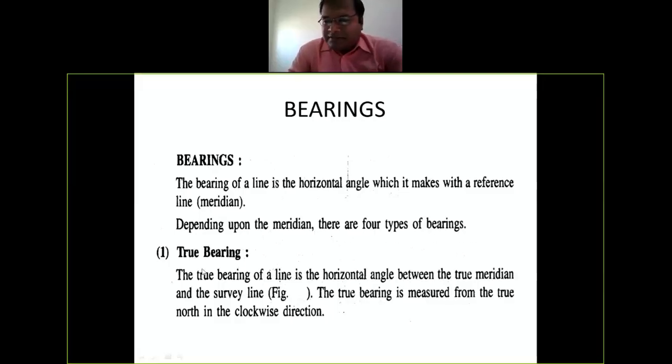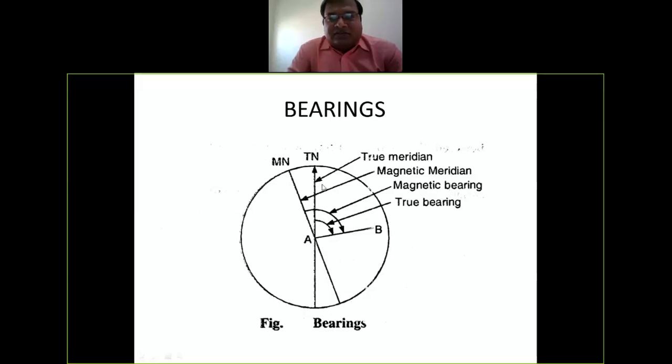First one is true bearing. What is true bearing? The true bearing of a line is the horizontal angle between the true meridian and the survey line. Okay, true bearing is measured from the true north in the clockwise direction. You can see the figure. Okay, so this is our figure. You can see this is our true north, that is our meridian here. And you can see this is the angle which it makes. This is your survey line AB. This survey line AB makes the angle with the true north, meaning true meridian, which is called true bearing.